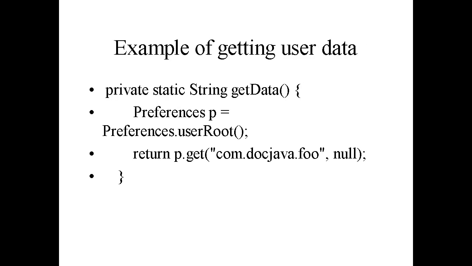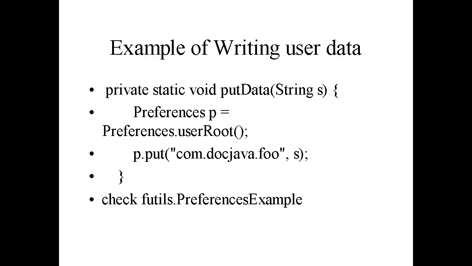So if I want to get my user data, I go to the user root, get the preferences, and now here comes a key called com.docjava.foo, and the default is null, and I can return these preferences to whoever's calling them. It comes in as a string, and then I can decode them in any way I like. I can write user data in much the same way, get the user root preferences, use the same key, has to be identical, take the string that you want to save, and just call put.